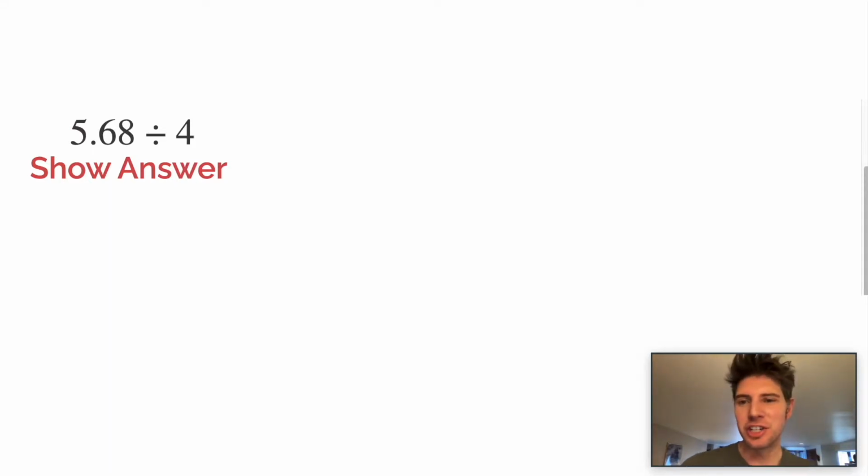We're going to be doing division with decimals. We'll do this problem right here, 5.68 divided by 4. Step 1, I'm going to rewrite this as a long division. So it's going to be 5.68 divided by 4.